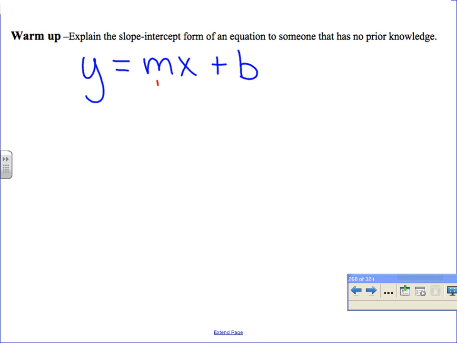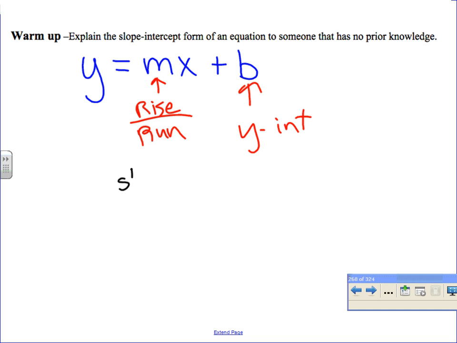Awesome. So as Abigail said, the mx part is the rise over the run. The b is the y-intercept. So I'm going to go to someone else now. That was a great start. What if someone said to you, well, I don't like math. I don't understand anything. What exactly is this rise over run? What's another word you could say to them? Neil? Okay. Good. It's the slope of a graph. What else could we say? Amberly? Good job. It's the rate of change.